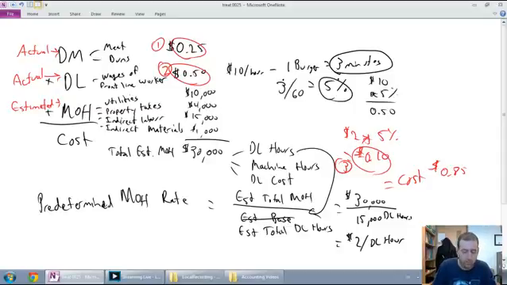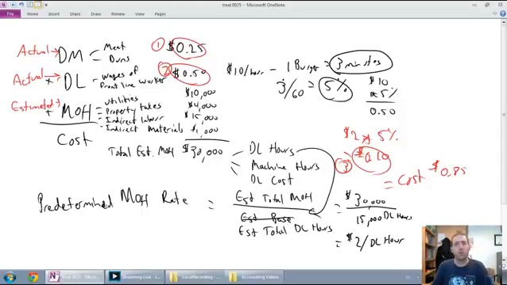Estimate your total base, or your total allocation base, for overhead. In this case, we said, okay, it's our labor hours, and we're going to have 15,000 labor hours. Again, these numbers are all made up off the top of my head here. So we have $30,000 in estimated total overhead. We have a 15,000 labor hour base. It means we're going to apply overhead at a rate of $2 an hour.